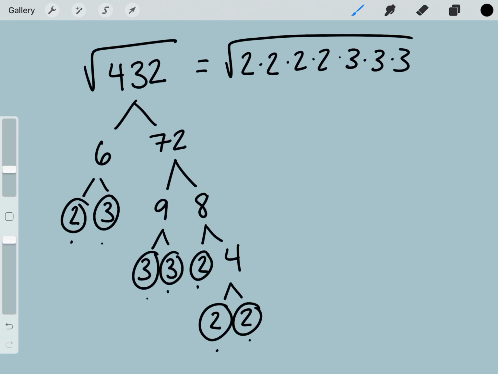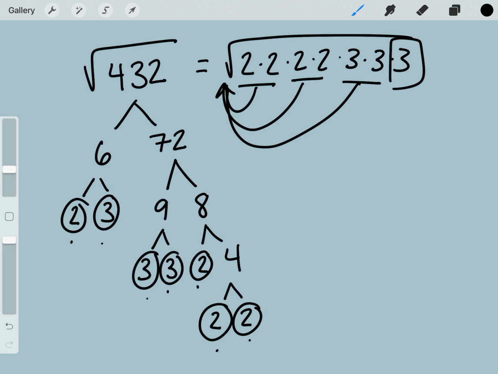And here I'm going to see if I can find all the pairs, see if we can go in less steps now. So I see a pair of 2's here, I see another pair of 2's, and I see a pair of 3's. So I know each of those can leave the radical. The only thing that's going to be left in the radical is this 3 right there. So one set of 2's leaves, the other set of 2's leaves, the 3 leaves, and the only thing inside the radical that remains is that 3.